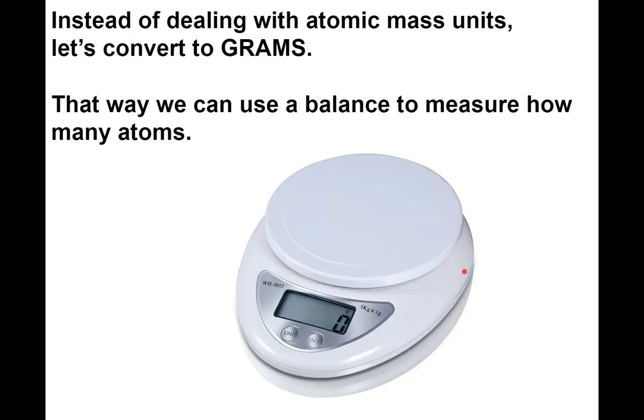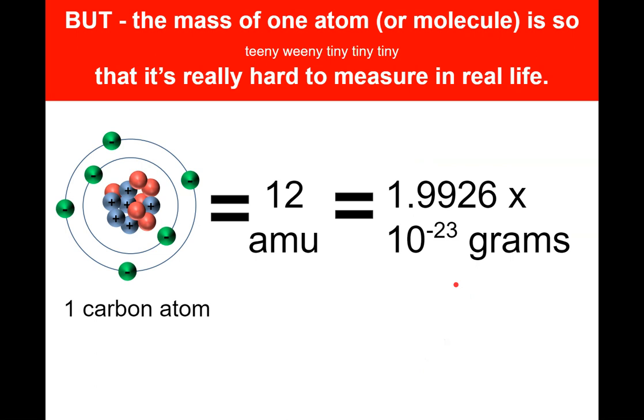Okay, but instead of dealing with atomic mass units, because how do we know how much a hydrogen weighs? Let's convert it to grams. That way we can use a balance to measure how many atoms of something we have. But the mass of one atom or molecule or particle is so teeny tiny that it's really hard to measure it in real life.